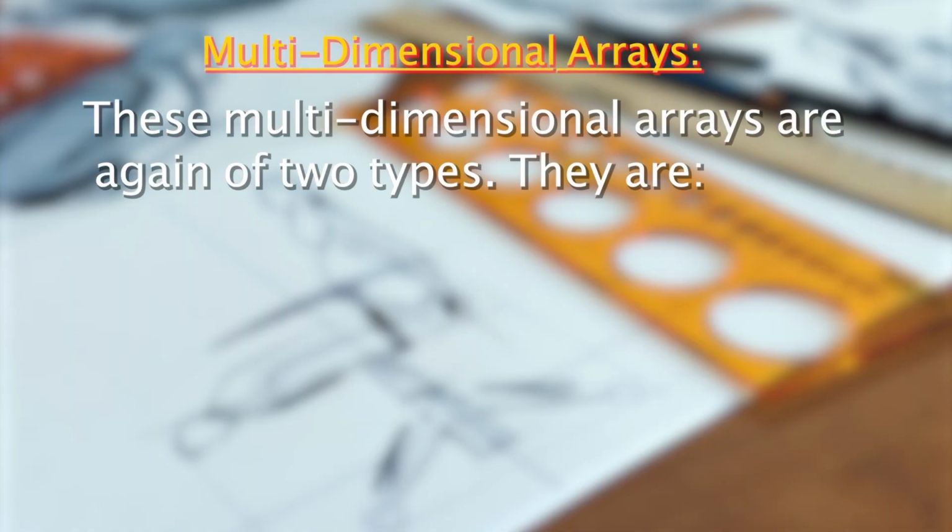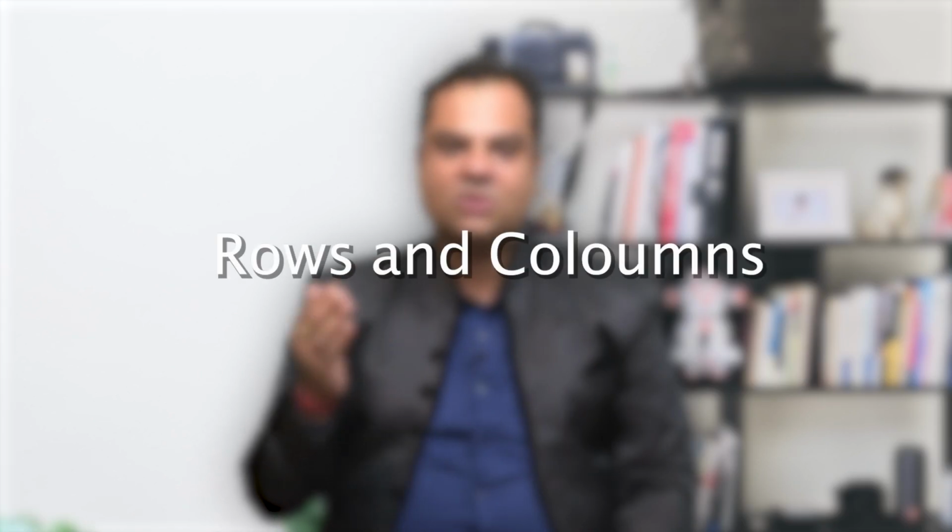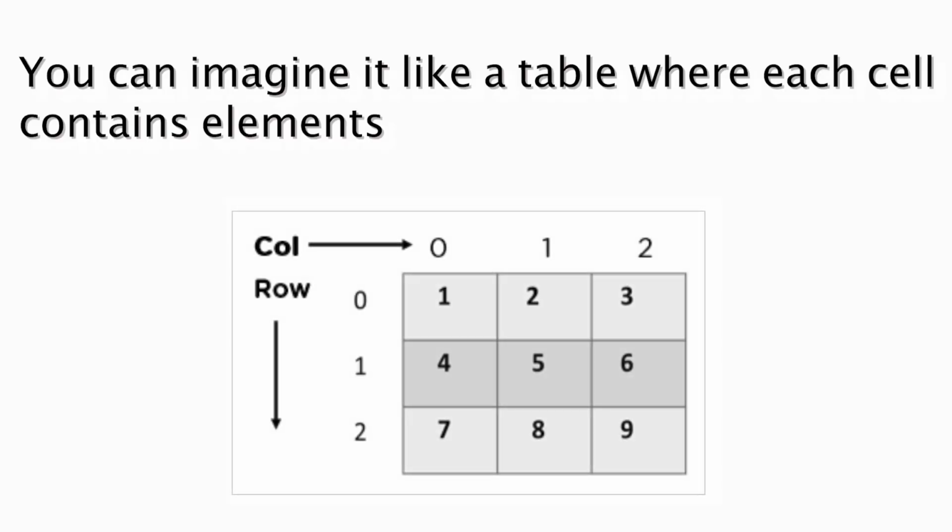The other type is the multidimensional array. This multidimensional array is again of two types. The first one is the two-dimensional array. In a two-dimensional array, we focus on rows and columns. You can imagine it like a table where each cell contains an element.